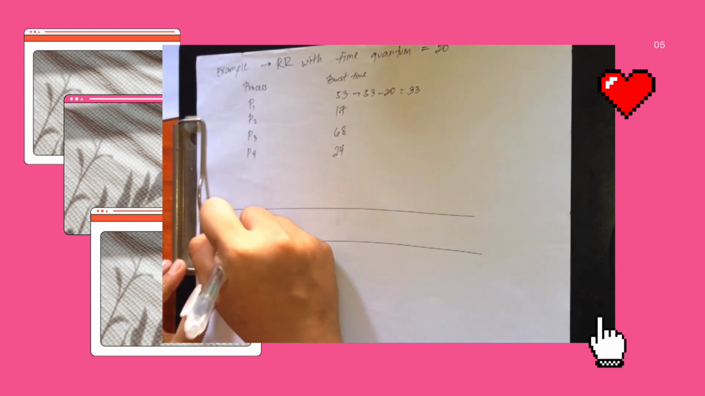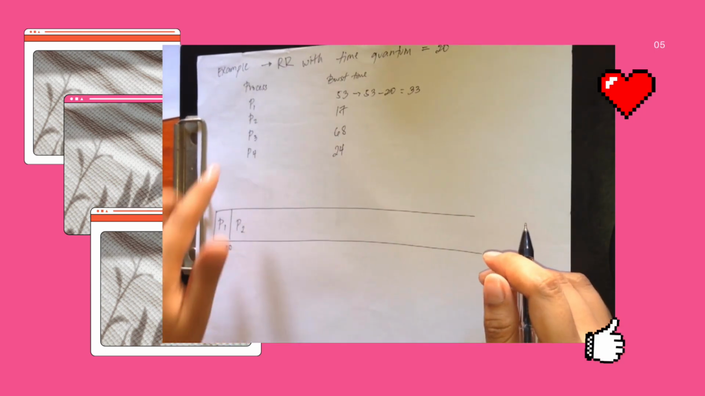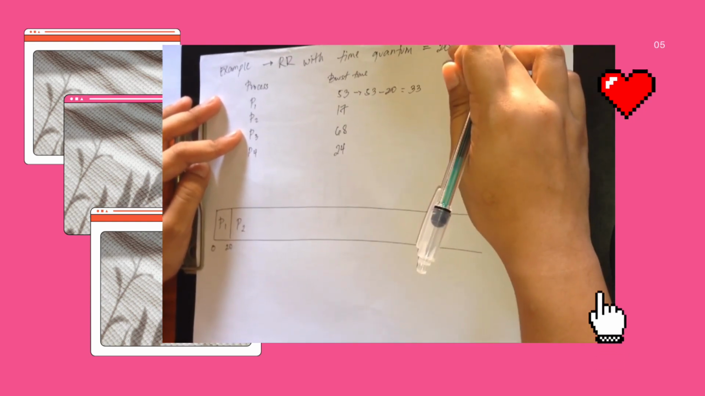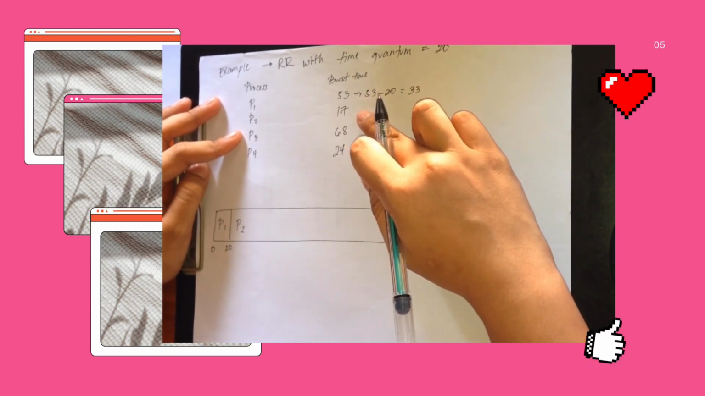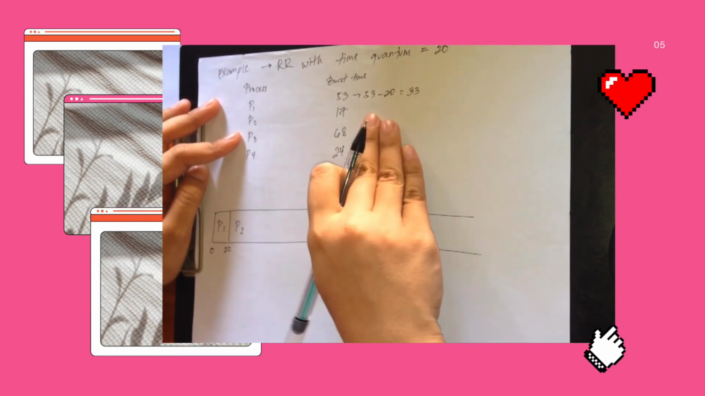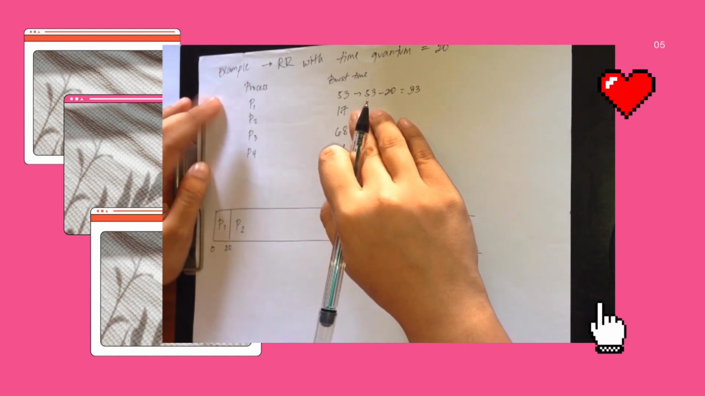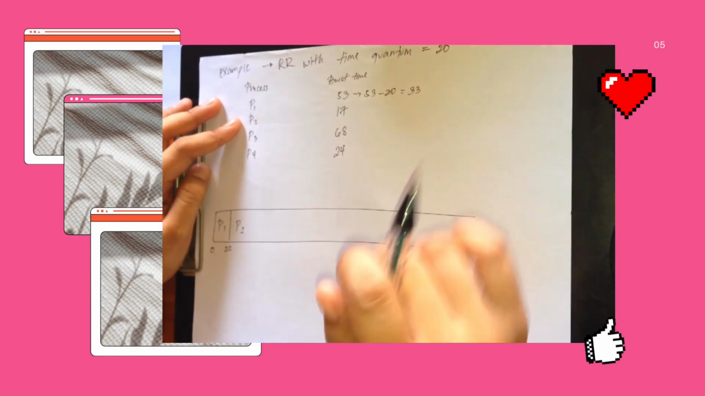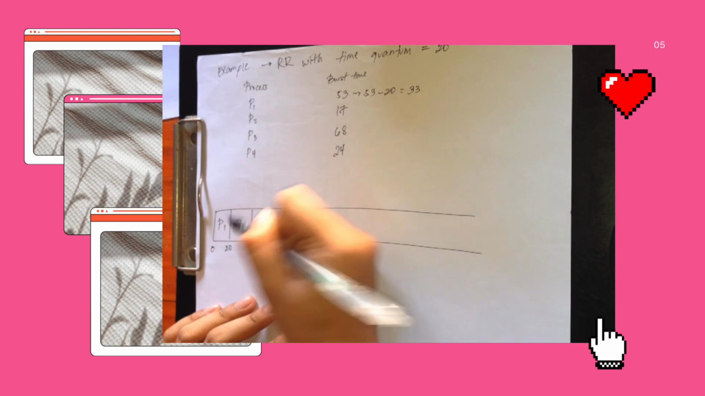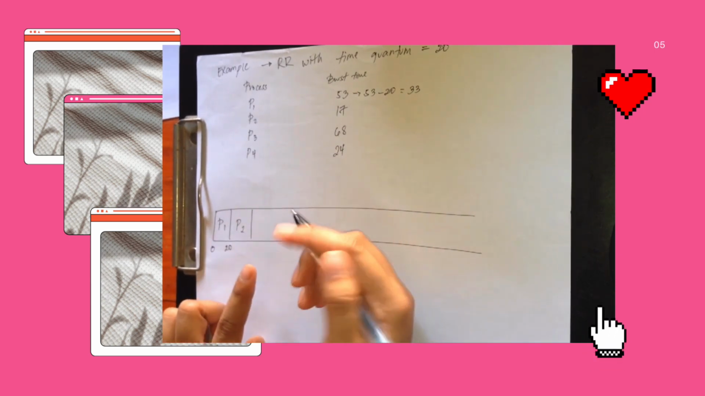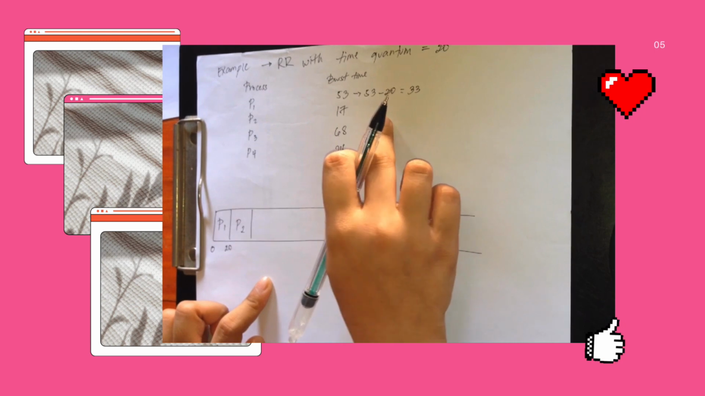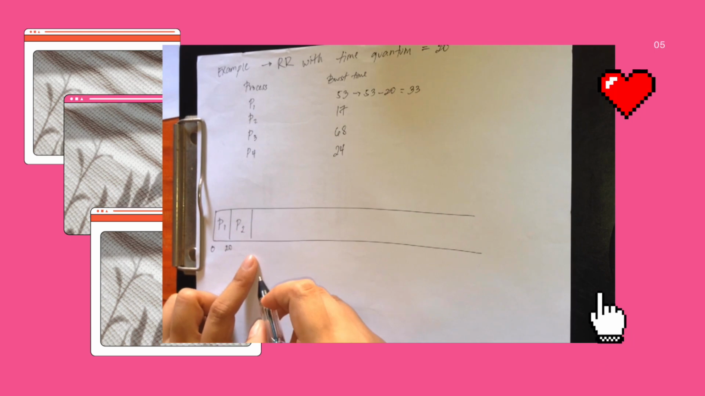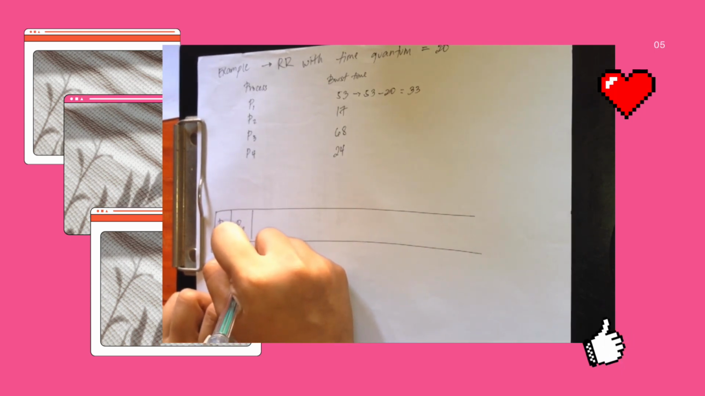Second is P2. Our value in P2 is 17 and our time quantum is 20. So, we don't need to subtract 20 from 17, because our round robin can process 17 as the time quantum is greater. So, we will write P2 plus our value of P2, which is 17. So, 20 plus 17 is equal to 37.